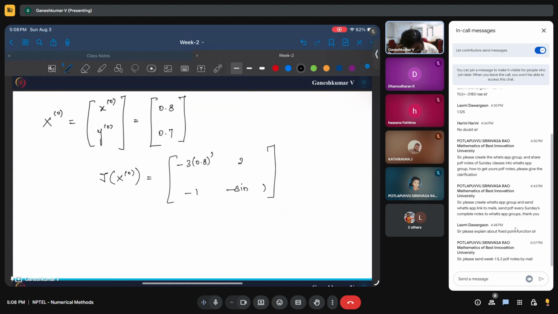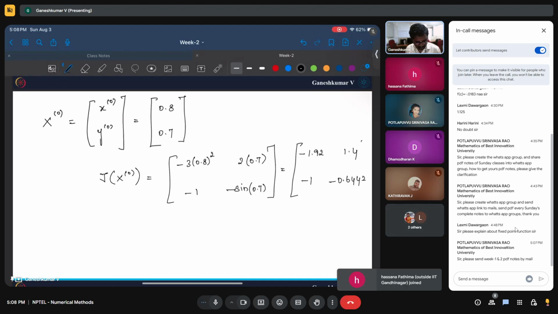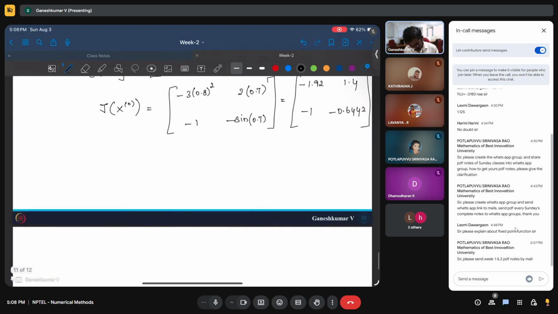0.8 square into 0.7 into 0.7. Okay, now if you find the Jacobian here, it is going to be something like 1.92, 1.4, minus 1, and minus 0.6442. Okay, this is your Jacobian matrix. Now you need to find the inverse of this Jacobian matrix. Since it's a 2 cross 2 matrix, you can easily find it out.